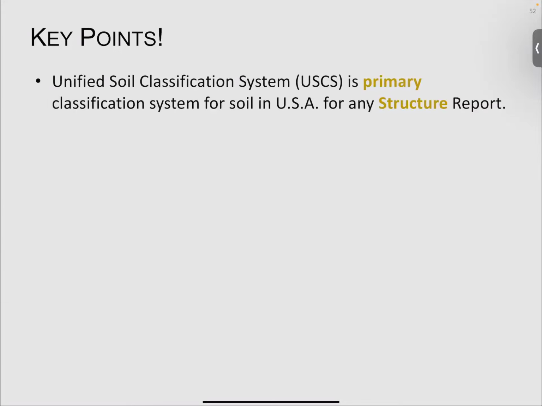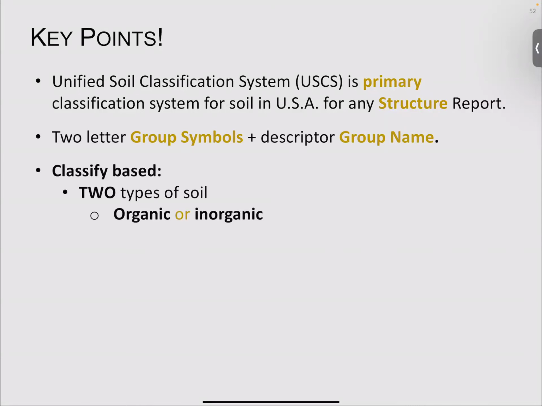Okay, so the USCS, Unified Soil Classification System, is a primary classification system for soil in the US for any structure report. So if you're ever doing a bridge, a building, a retaining wall, or any type of structure that's going to apply loading, even MSE walls and stuff, you would have to classify the soil under the USCS classification. It involves the two group symbols, and then this descriptor group name or formal legal name that you have to worry about. It's based off of the two types of soil.